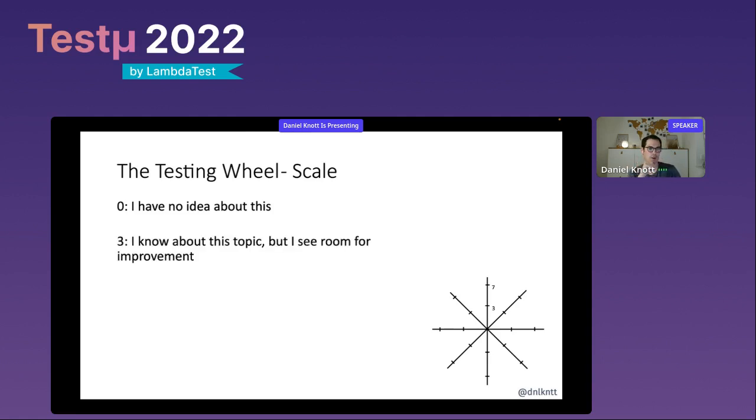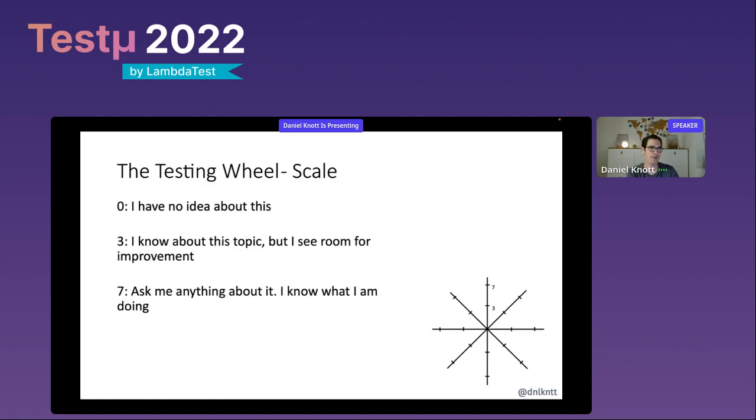3 is something, okay, I know about this topic, but I definitely see room for improvement. I would like to learn more, I would like to gain more knowledge, and these kind of things. And 7 or above is, ask me anything about it. I know what I'm doing. I'm an expert. People come to me, talking to me when they have questions, problems in this area. I know what I'm doing. So this is basically the scale.